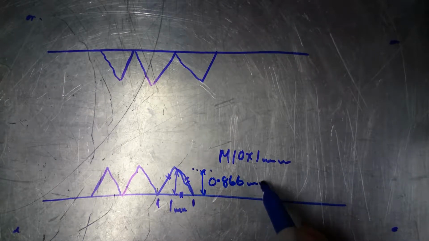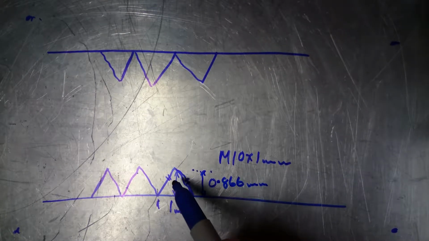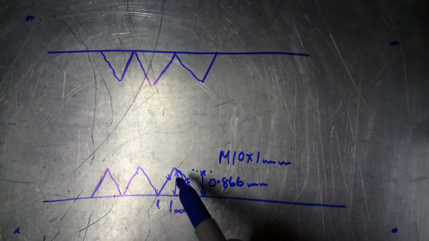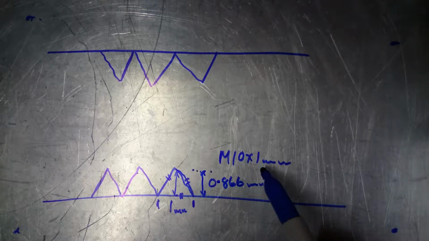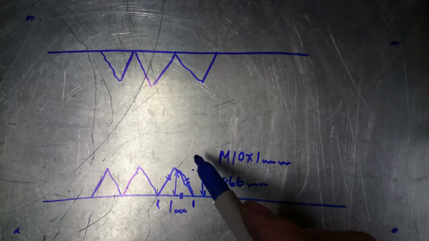0.866 millimeters. Now, even though that's true, if you cut a full thread, the problem is that the thread specification for an M10 by 1 does not ask for the thread to be cut to full depth. So let's have a quick look at that.